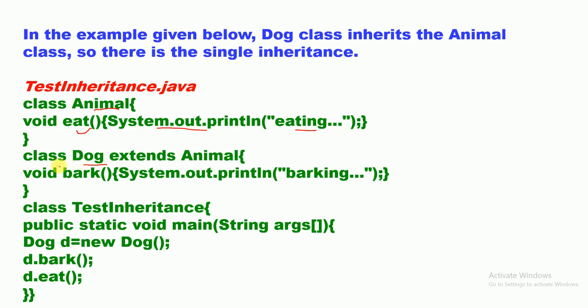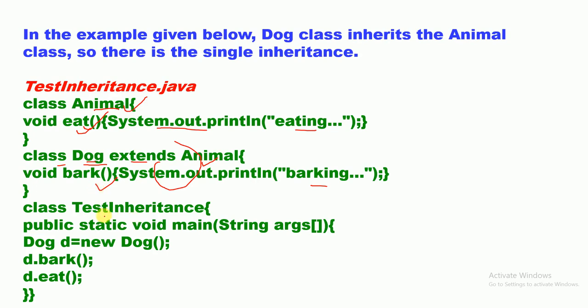And we have created a derived class dog. So we can write class dog extends animal, where animal is the base class, and here void bark, System.out.println barking. So in this class it will have two methods, eat also and bark also. Why? Because dog is the derived class of class animal, so it will automatically inherit the eat method, and it will have the eat method and the bark method also.